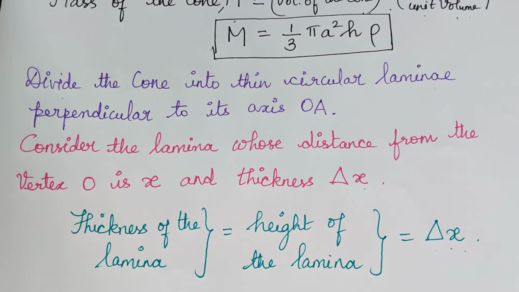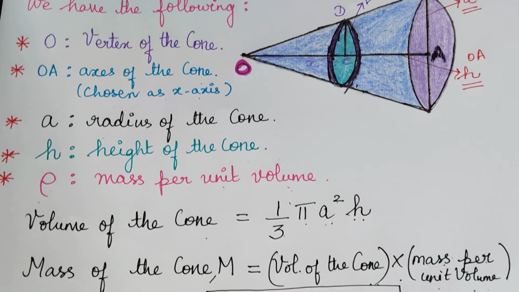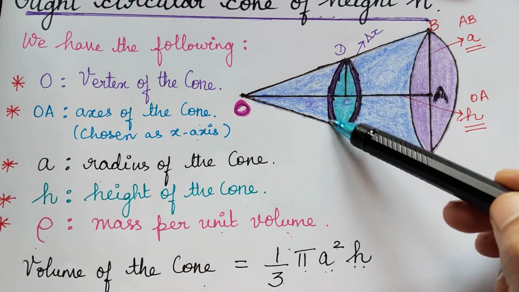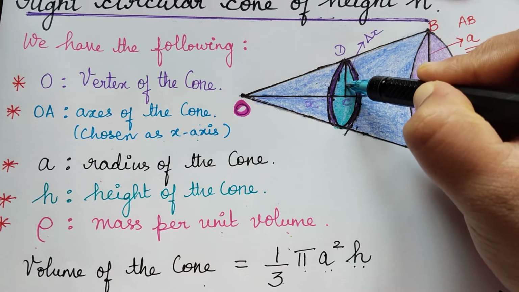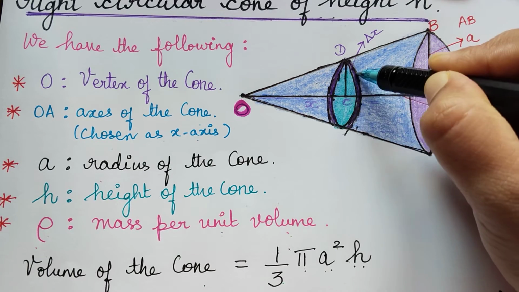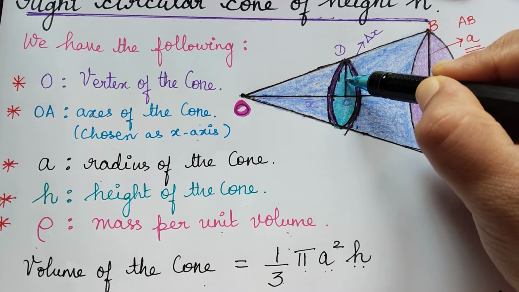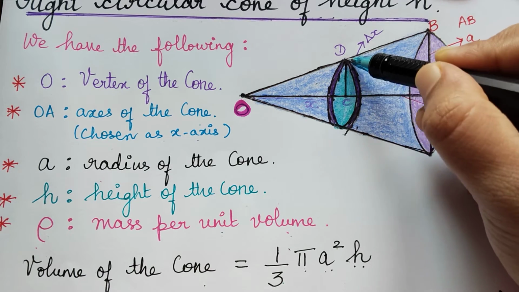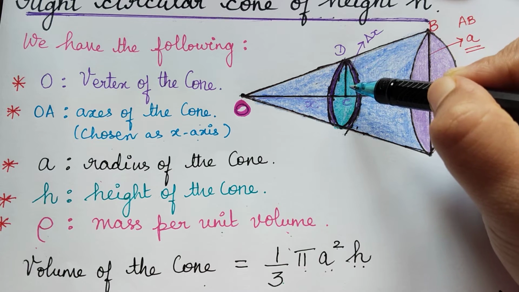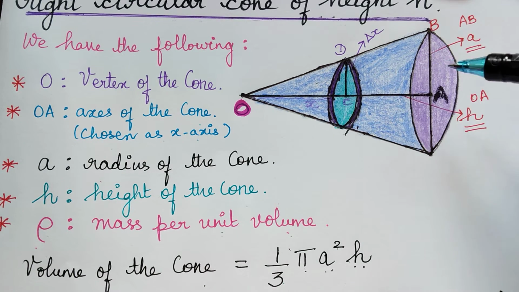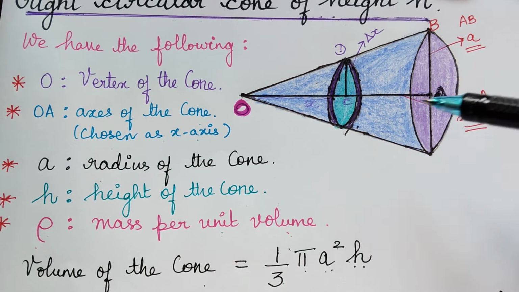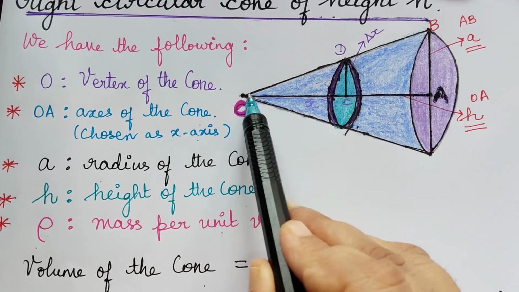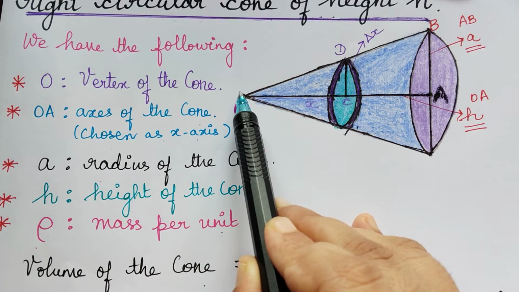Now for this lamina, the next step is we have to find the radius of this lamina. What is the radius of this lamina? The distance CD will give us the radius of this lamina. Now we have to find the distance CD. How to calculate the value of CD? This we will be doing by using the concept of similar triangles. For example, I will be considering the triangle OAB.